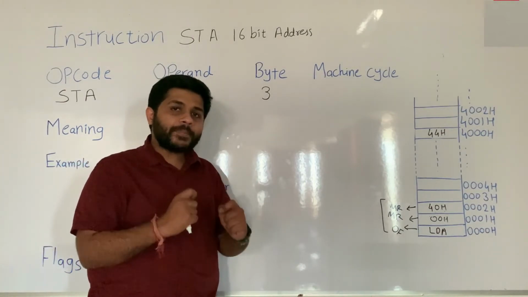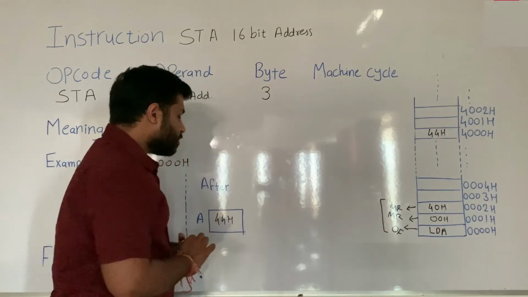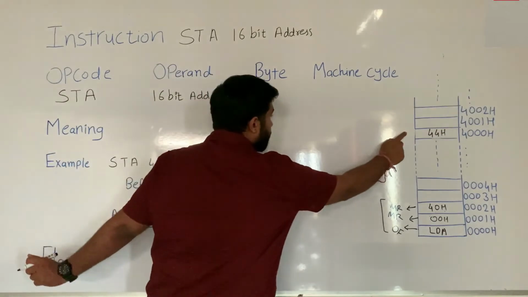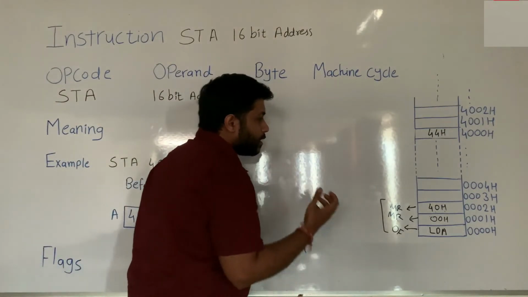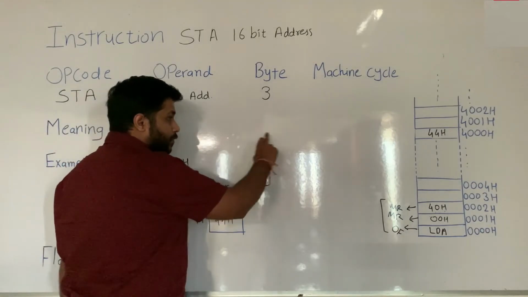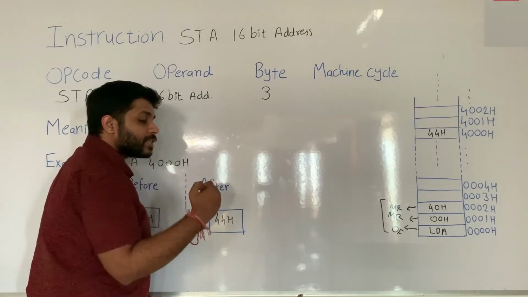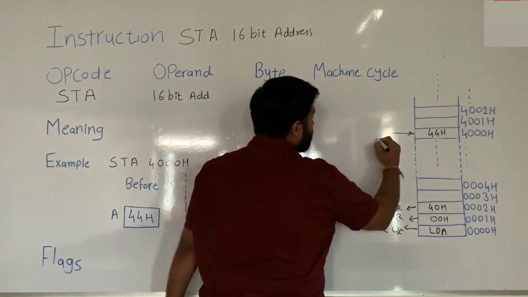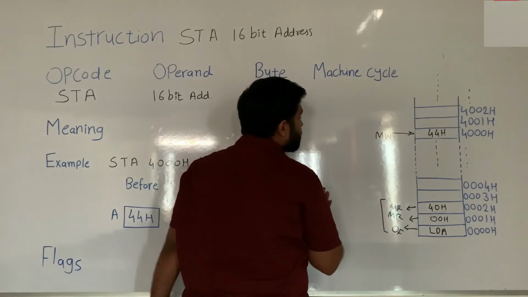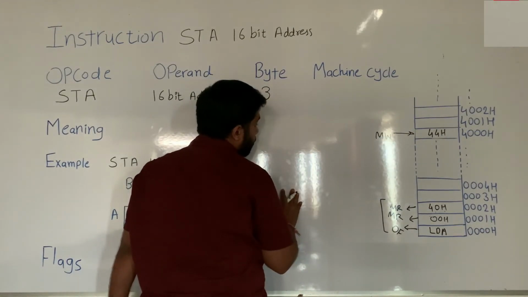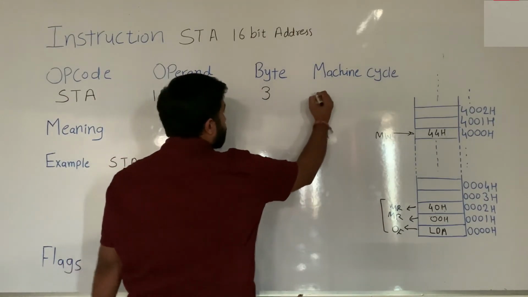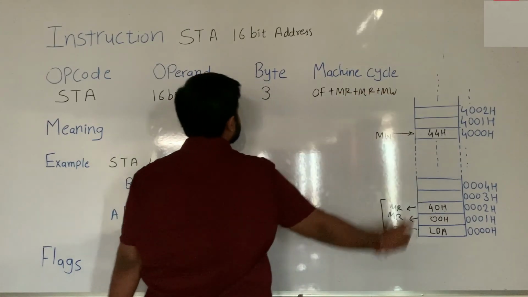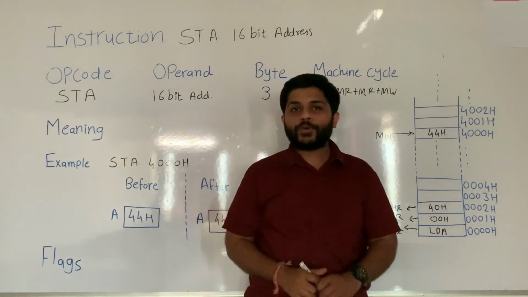Now what process is happening during the execution? When the processor is executing this instruction, the data which is present in the accumulator is transferred to the memory. It means data is transferred from the accumulator to memory, so the processor has performed a memory write operation. It means during the execution, one more machine cycle is performed by the microprocessor, which is memory write. So how many machine cycles? Opcode fetch plus memory read, memory read and memory write. Okay, so this is it for this instruction.